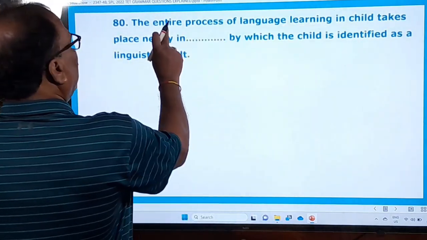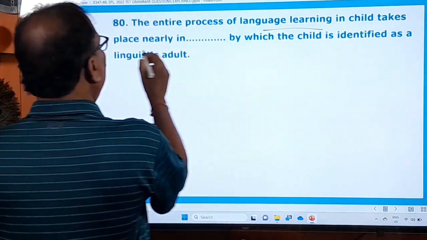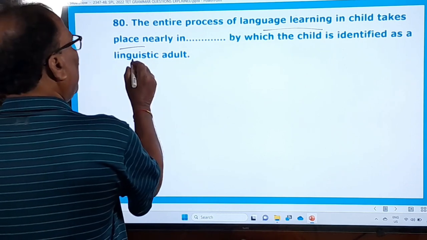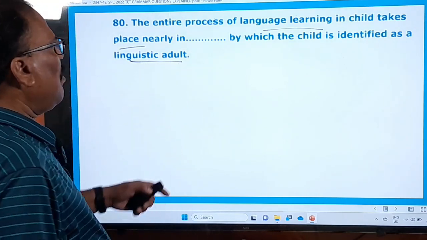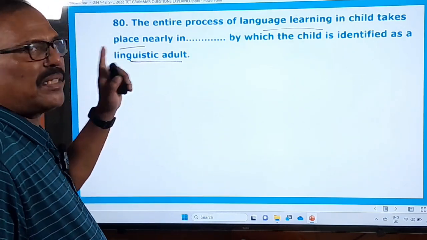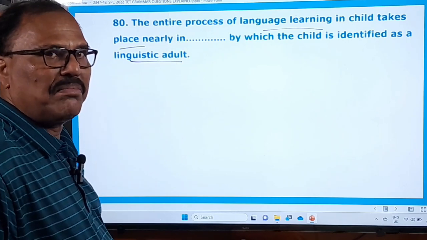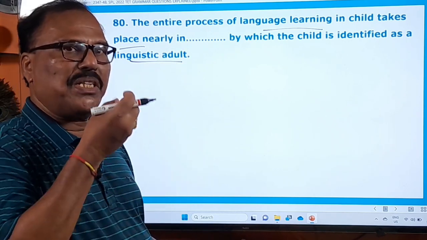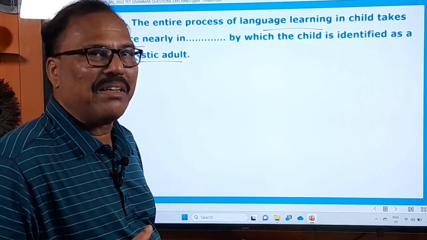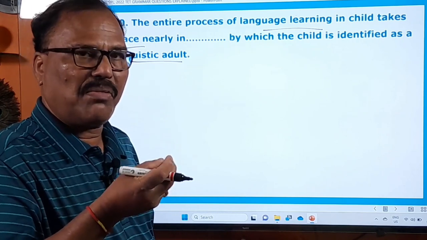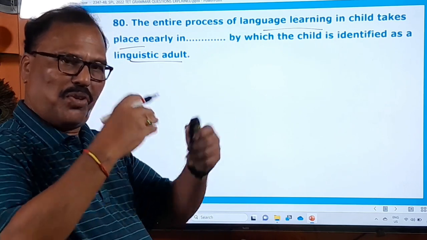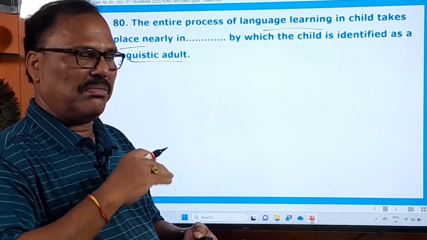80th question. The entire process of language learning in a child takes place nearly in dash, by which the child is identified as a linguistic adult. Now, by what age will a little child become a linguistic adult? That is the question. From the third year onwards, the child will be lisping. He'll be talking something not understandable. That's called lisping. Fourth year, he will be talking somewhat better. Fifth year, he will be talking better. In the sixth year, what happens? He will talk in a full-fledged manner, in a clear manner.